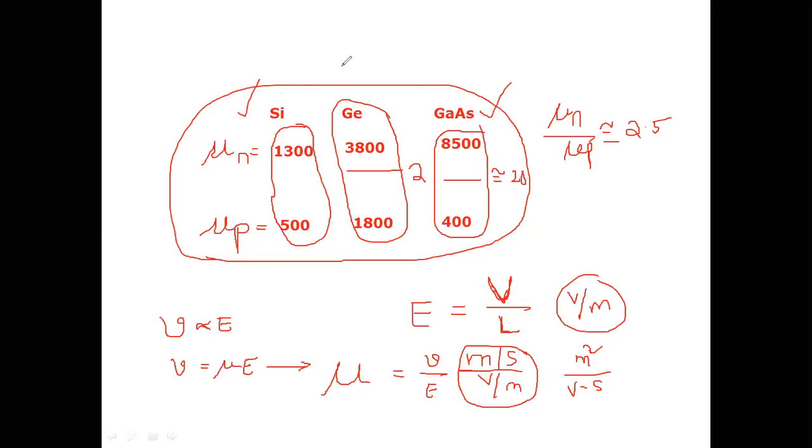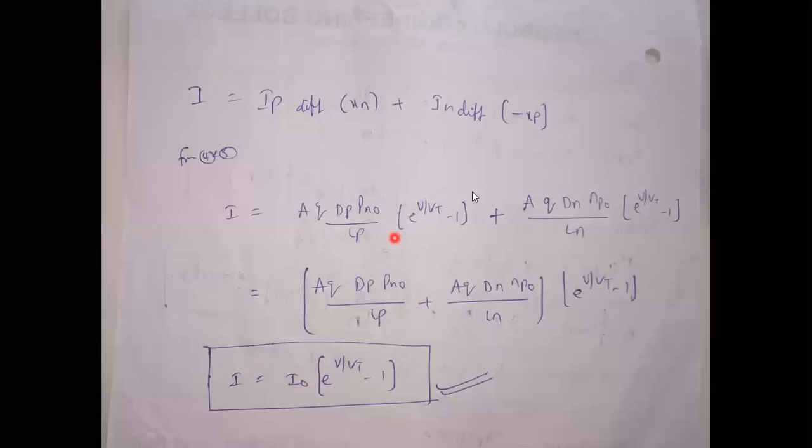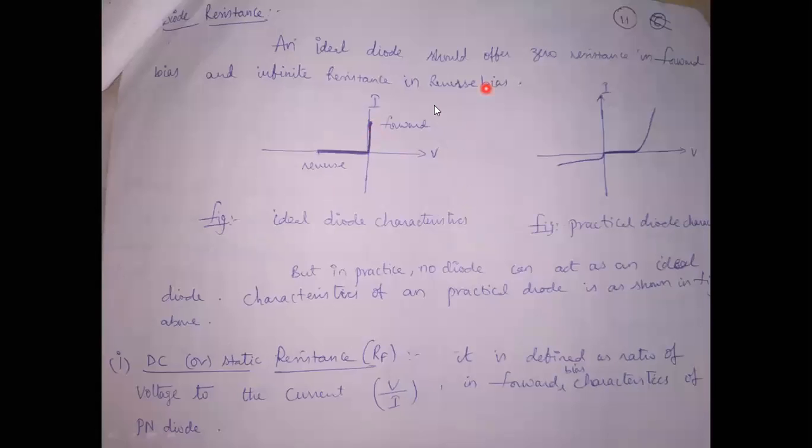Now we are moving on to our concept. Why have I told you this? About this equation. Today's topic is diode resistance. What do you mean by diode resistance? The resistance offered by a diode when it is biased is called diode resistance.